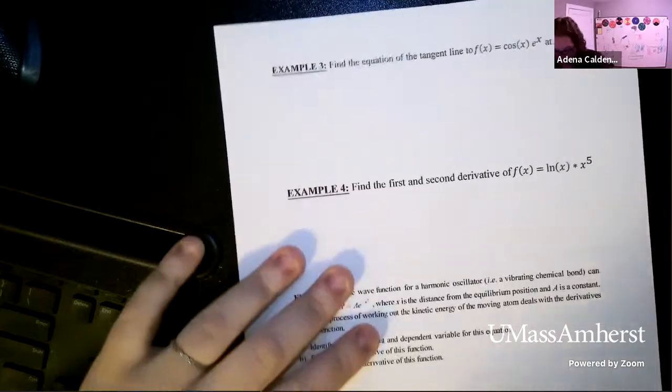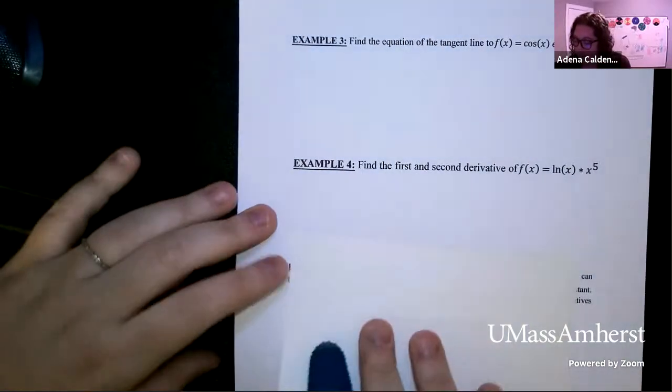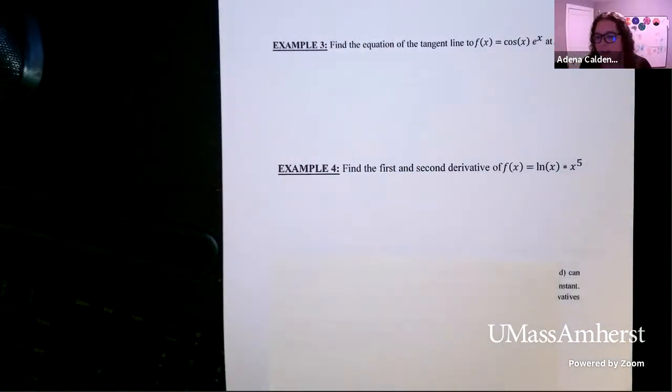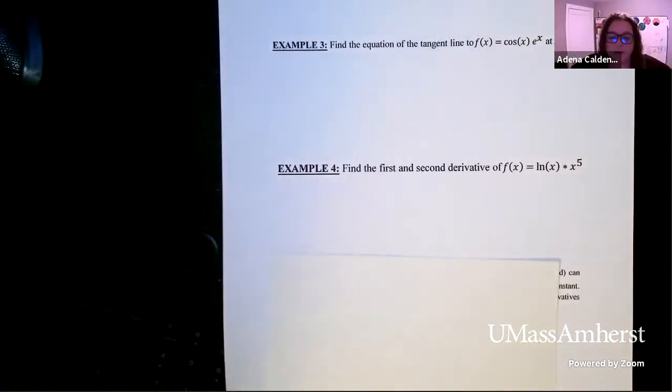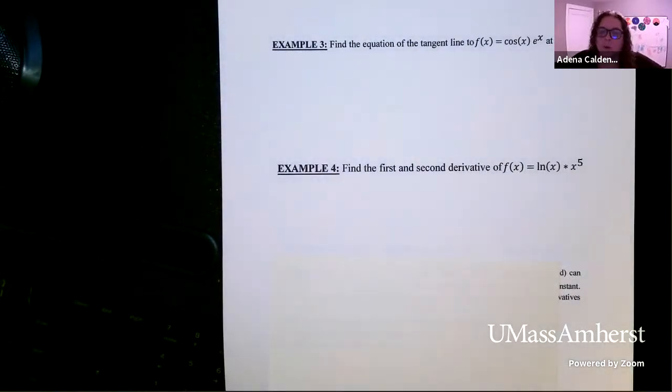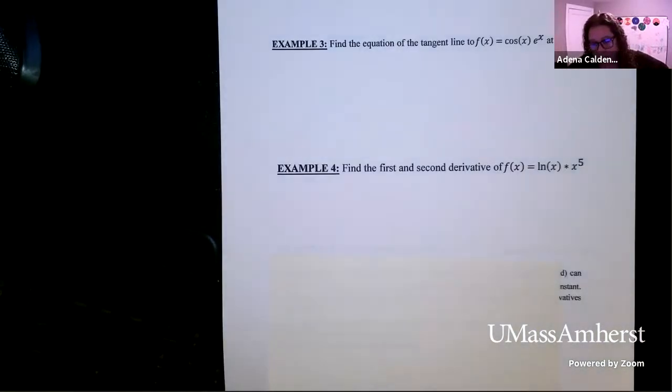So we're going to try a couple applications here. As you probably guessed, we're going to look for the equation of the tangent line, right? So we've done this several times now. We need a point, we need a slope. So the difference here is that our derivative happens to be two functions multiplied together. So we'll have to use a product rule.